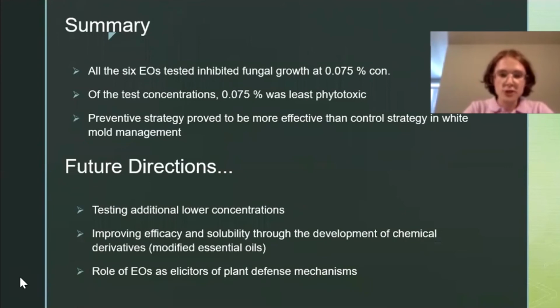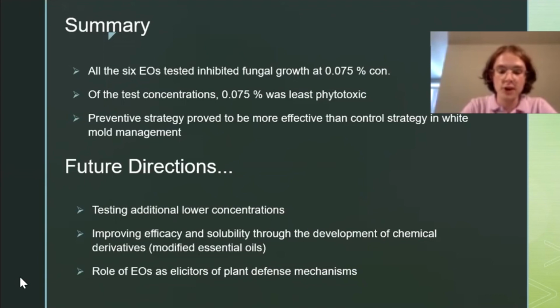So from these three approaches, we found several valuable pieces of information that can be utilized moving forward. Firstly, from the growth inhibition assay, we've learned that all 6 treatments have a growth inhibiting effect on the media at as low as 0.075% concentration. From the phytotoxicity assay, we learned that 0.75% essential oil concentration caused the least phytotoxicity to the soybean seedlings. Combining these results, we then tested the effects of the oils in a control and preventative strategy through a pathogenicity assay and found a significant reduction in disease severity in plants tested with a preventative strategy.